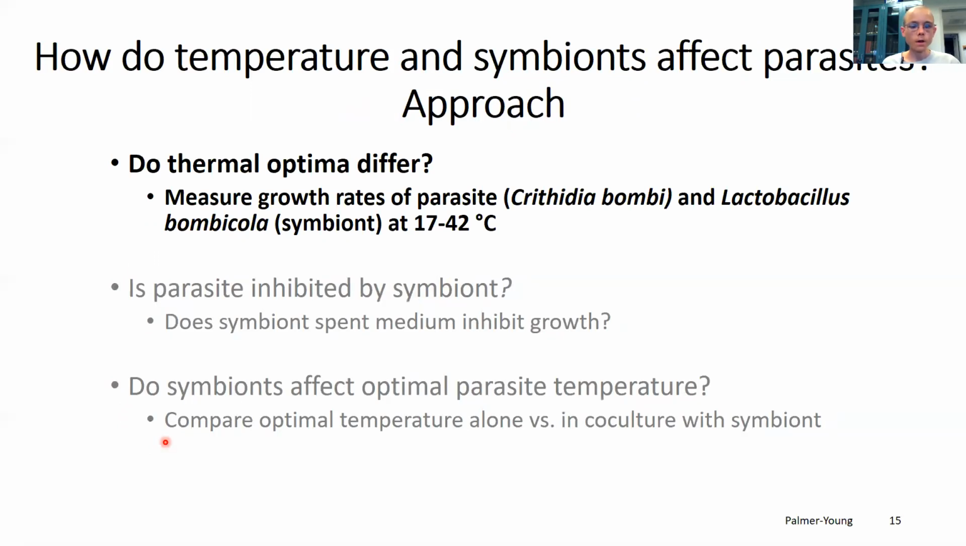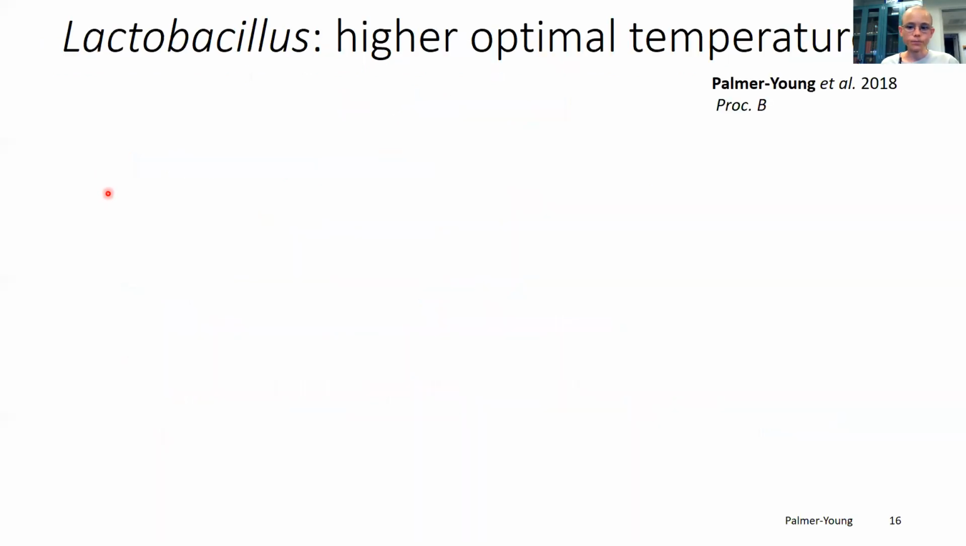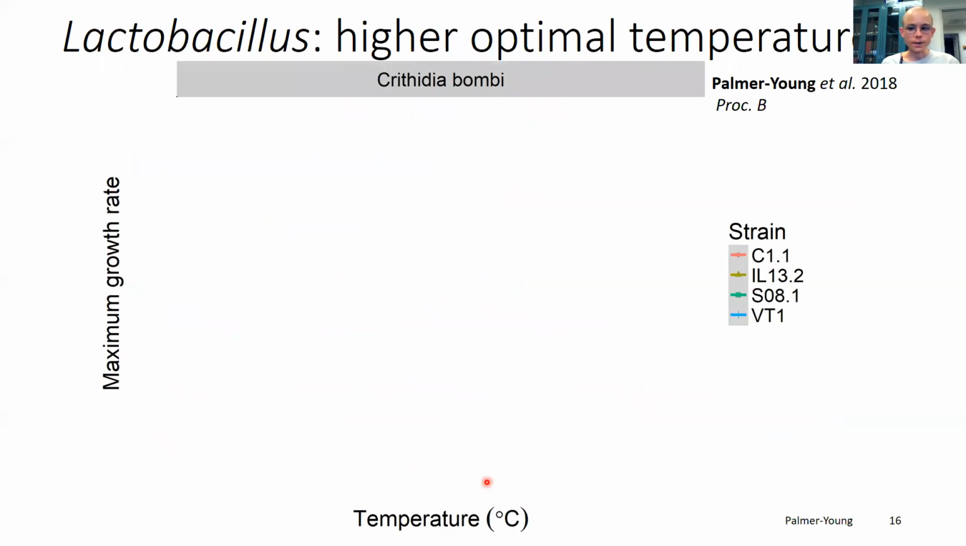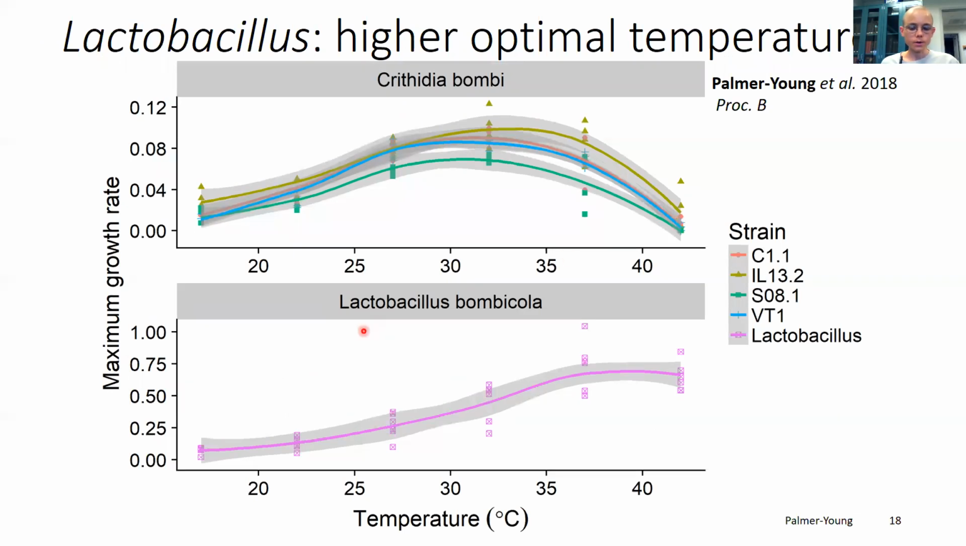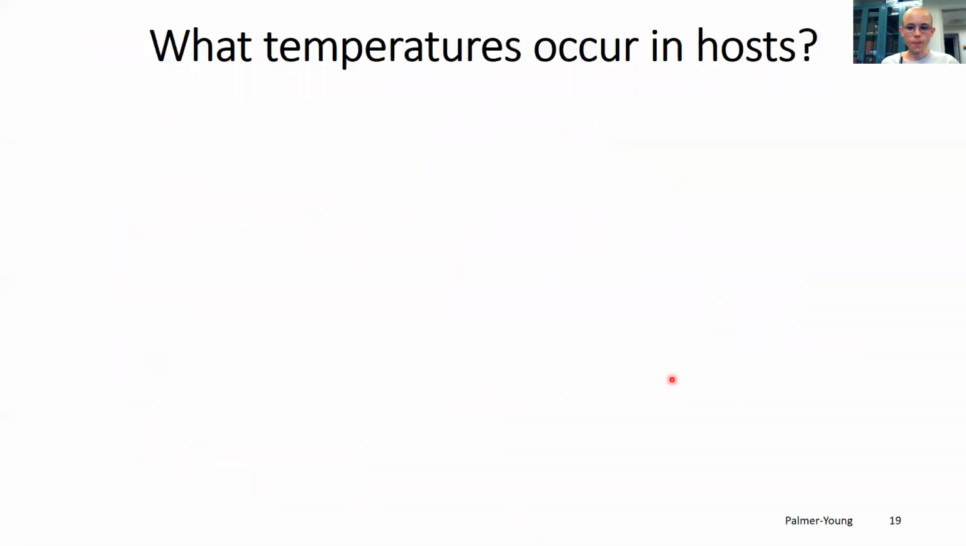I first measured growth rates of parasites and symbionts across a 25-degree temperature range. Here's temperature on the x-axis and growth rate on the y-axis. I found that the core symbiont Lactobacillus had higher optimal temperatures than did the parasite Crithidia. All 4 strains of parasites grew well at 27 degrees, growth rate peaked at 32 degrees, then declined to near 0 at 42 degrees. In contrast, growth rates of the core symbiont Lactobacillus tripled as temperatures increased from 27 to 37 degrees, with strong growth all the way up through 42 degrees.